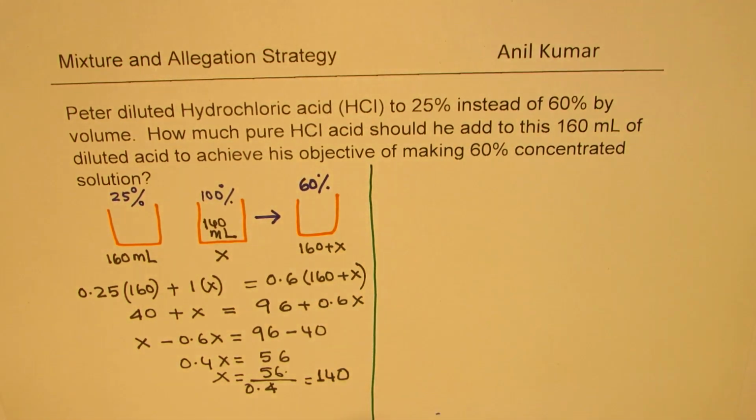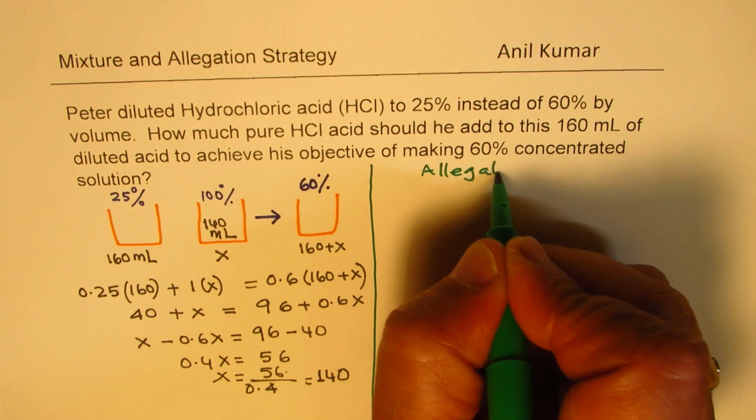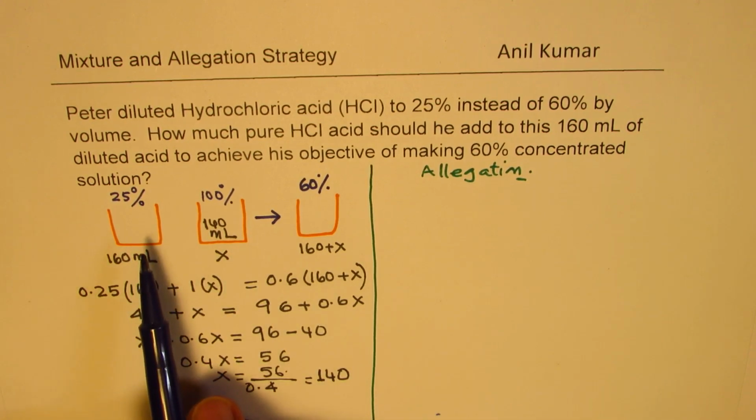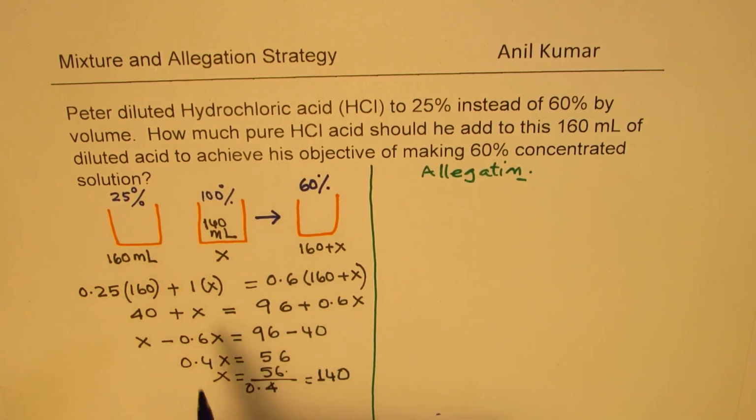However, in a multiple choice test question, we are restricted by time, and then the allegation method really helps. So see how to answer this question with allegation. Now I'll show you the method to do it using allegation. In allegation, what we do is we write down what we have: 25%, 100%, and 60%, all in percent.